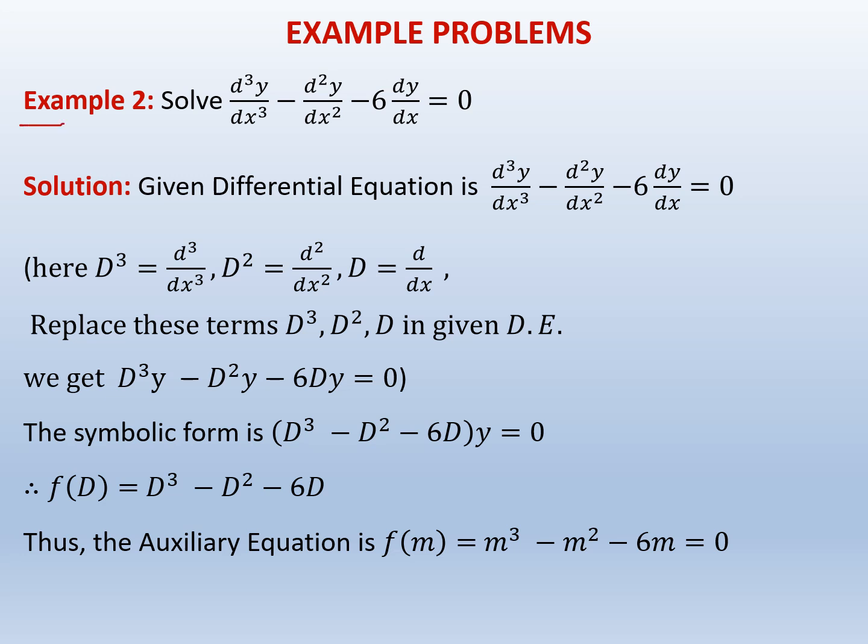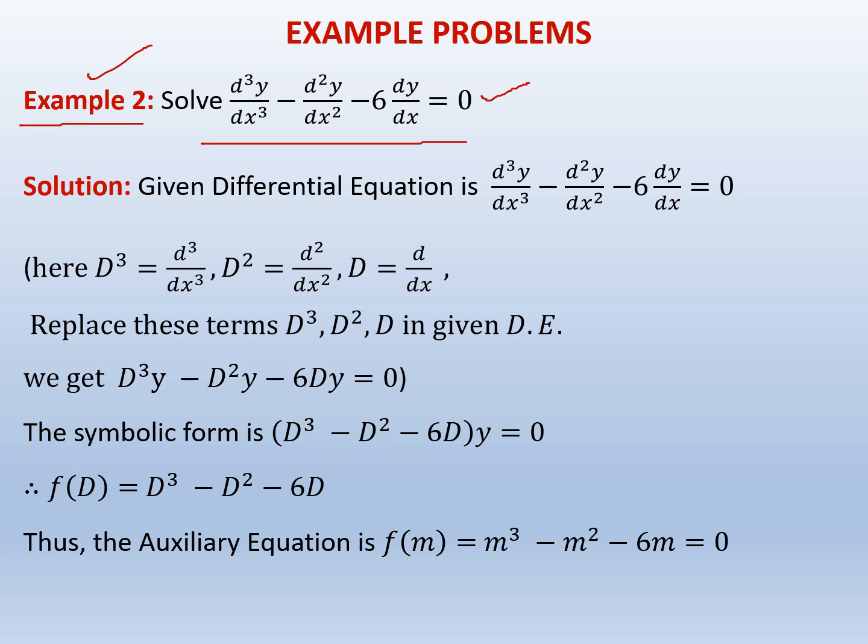Let's see one more example for case 1, that is when all the roots of the auxiliary equation are real and distinct. Second example, solve d cube y by dx cube minus d square y by dx square minus 6 times dy by dx is equal to 0. Now find the general solution of the given differential equation in example 2.